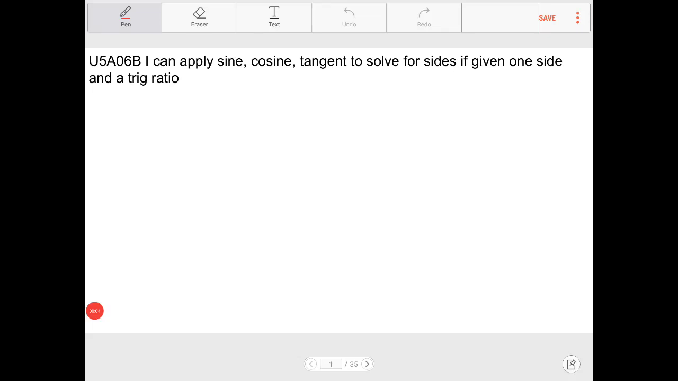Students, this is lesson U5A06b. By the end of the lesson, you should be able to say, I can apply sine, cosine, tangent to solve for sides if given one side and a trig ratio.